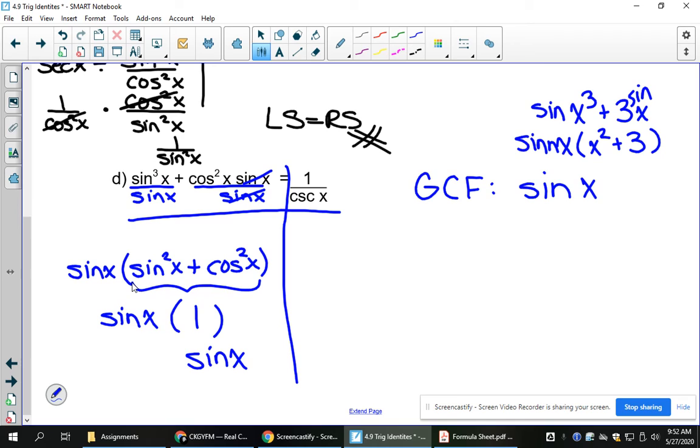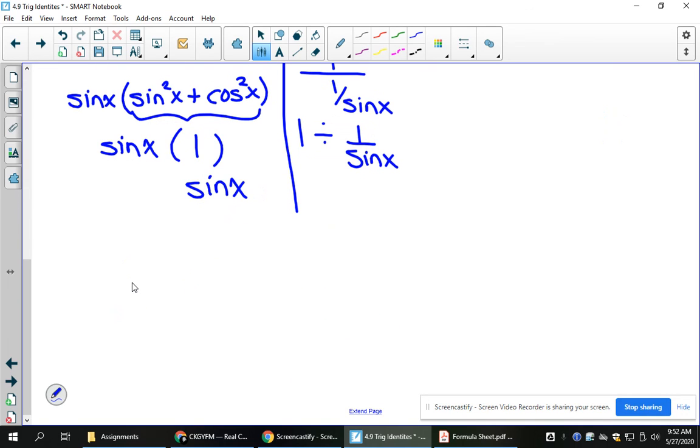Let's see if I can do it on the right side. I've got 1 over cosecant. Cosecant is the companion to sine. 1 over 1 over sine. Let's divide fractions within fractions, but let's do it the full way so we don't make a mistake. 1 divided by 1 over sine becomes 1 times the flip, the reciprocal, sine over 1. Bunch of 1's there that don't need to be there. Sine x. Left side equals right side. We are done.